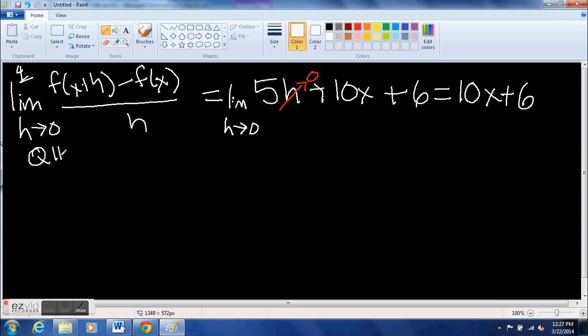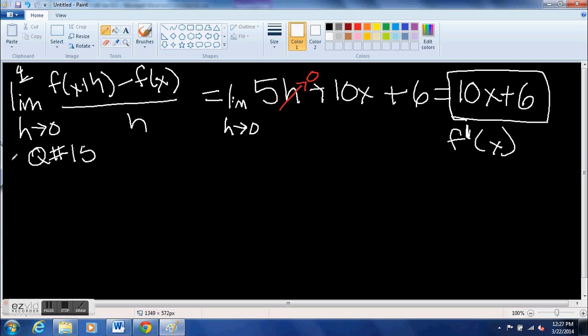Number 15, part A said, given the function, find the derivative by using the definition. We did that. So this is f prime of x. That's where you say a derivative right there, f prime of x. Part B of the question says, find the instantaneous rate of change at any value and then at the given value. So we want the instantaneous rate of change.